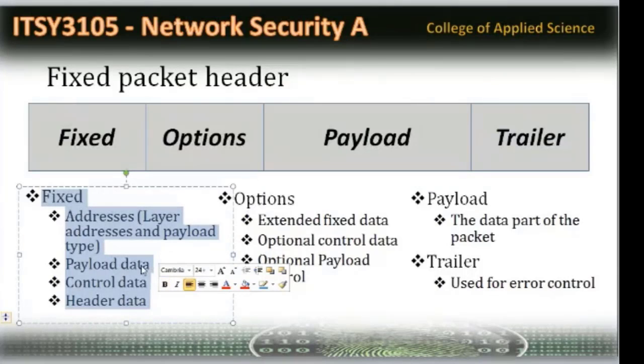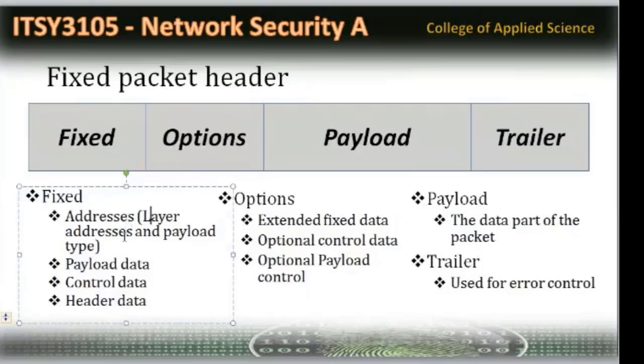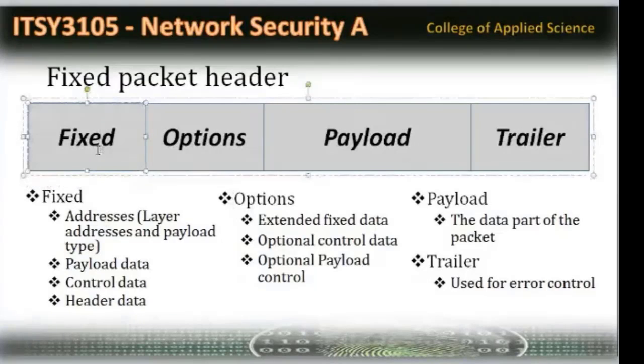For example, you see addresses, layer addresses, like the IP address, or the Ethernet address, that means the MAC address, or the port number. Everything should be properly given here. Options means you can include or you can exclude them, so these are the optional fields. And then the payload. Payload is your data, the data coming from the first three layers. So this is the data and this is the header.